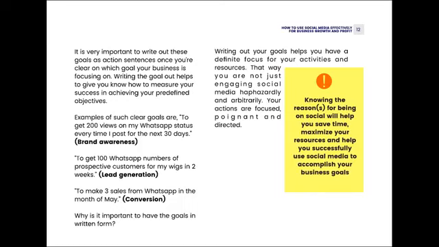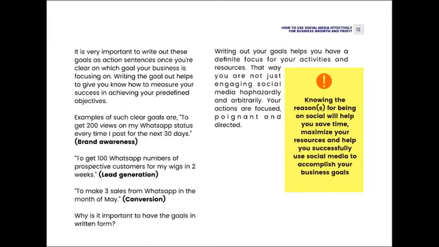Okay, so it's important that you write out your goals as action statements, once you are clear on which goal your business is focusing on at a particular time. Writing out the goal helps you to know how to measure your success in achieving your predetermined objectives. I'll give a few examples. Examples of clear goals are, for example, to get 200 views on my WhatsApp status every time I post for the next 30 days.